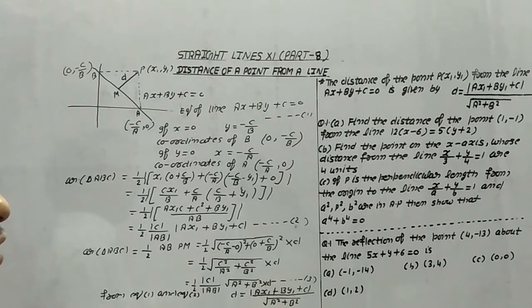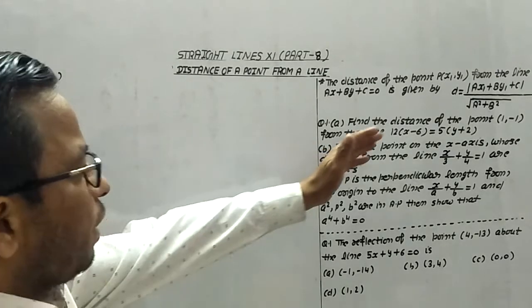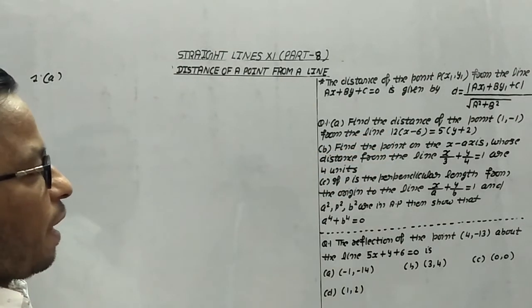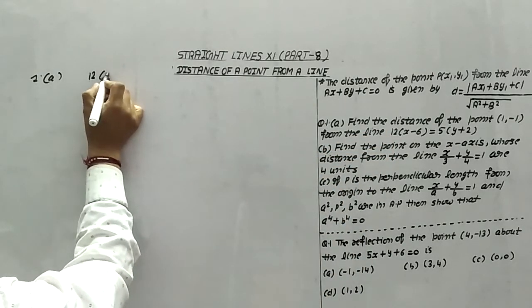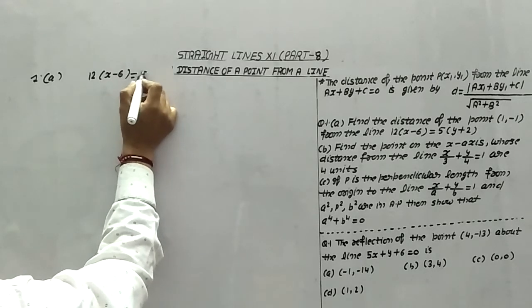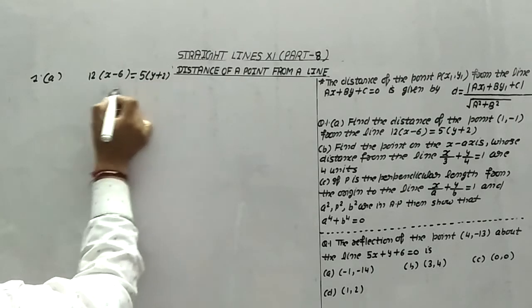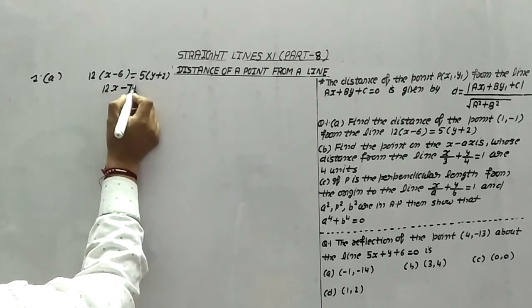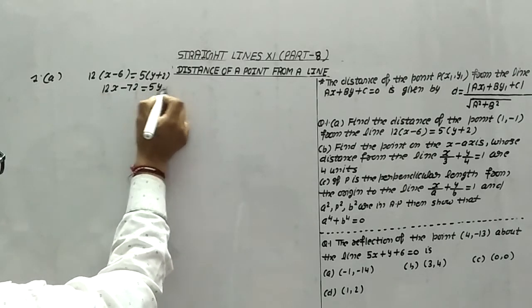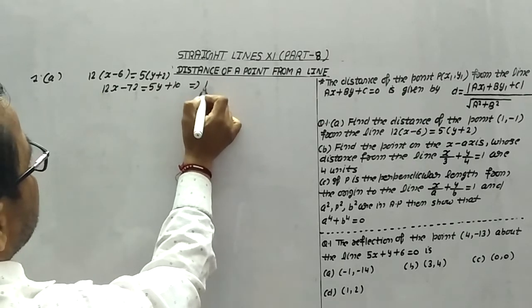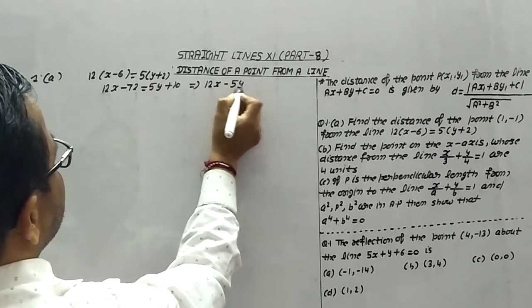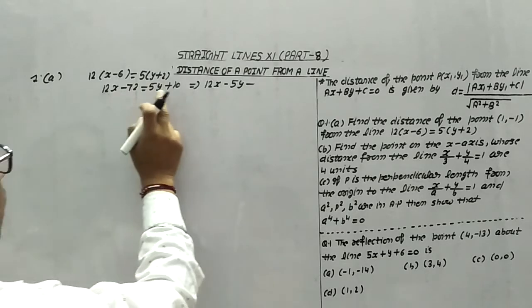Now we will do the questions related to this very important concept. So let's start with question number 1, part a. In this question, find the distance of the point from the line. The equation of the line is given: 12x minus 6 equals 5y plus 2. First of all, we will simplify this thing. It means 12x minus 72 equals 5y plus 10. Therefore, what does this become? 12x minus 5y, and this is minus, what does this become?